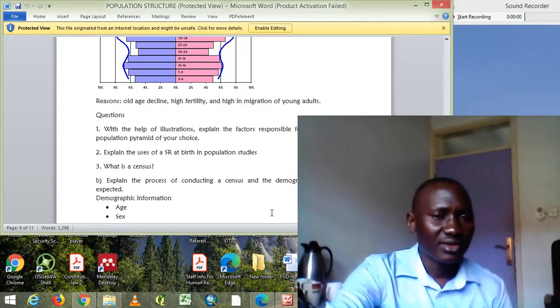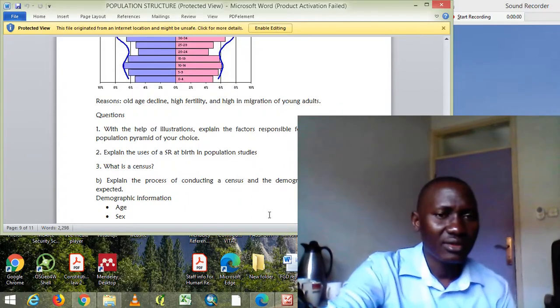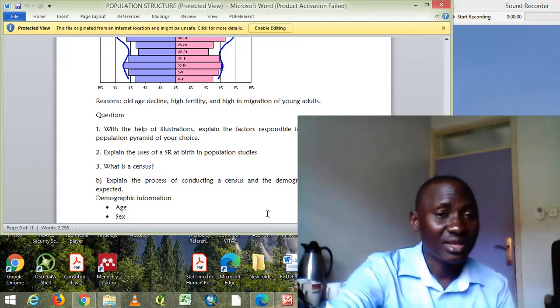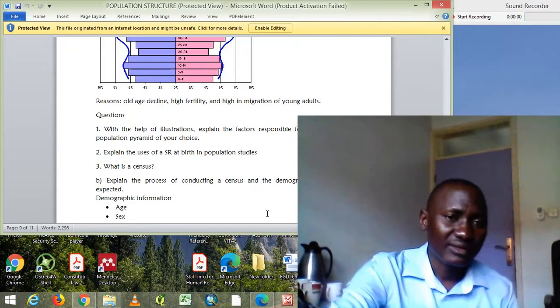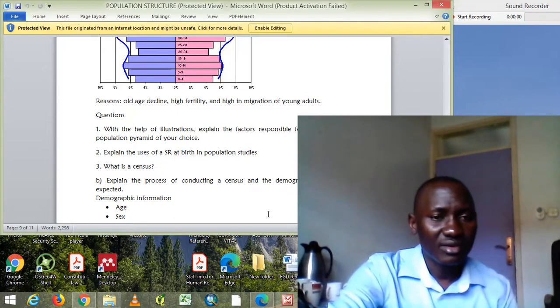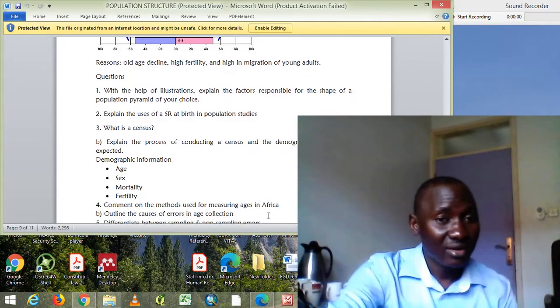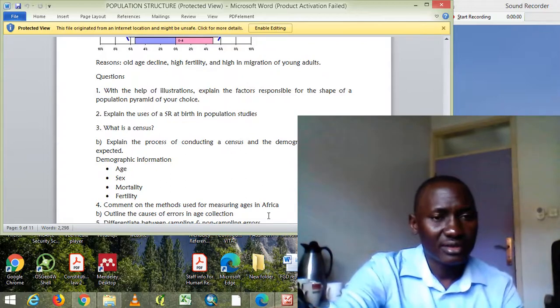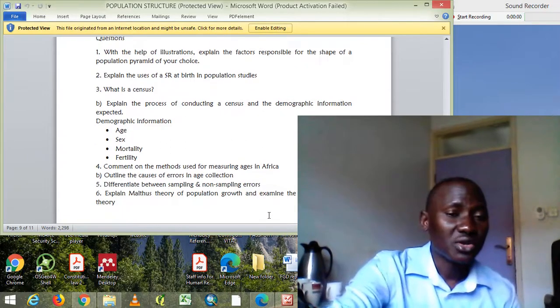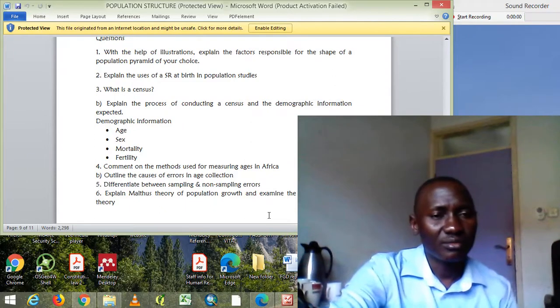Explain the uses of sex ratio at birth. The answers are there. What is a census? We defined the census last week when we covered the population census. Explain the processes of conducting a census and the demographic information expected. I already told you the demographic information: it's age, sex, mortality, fertility, and other socio-economic data which may be necessary.